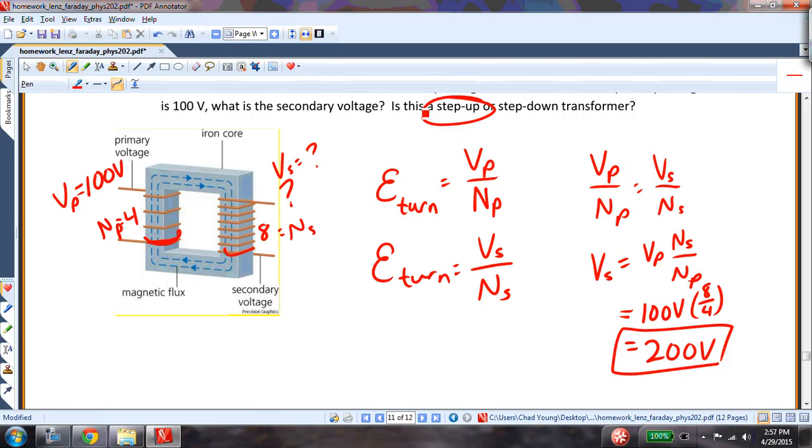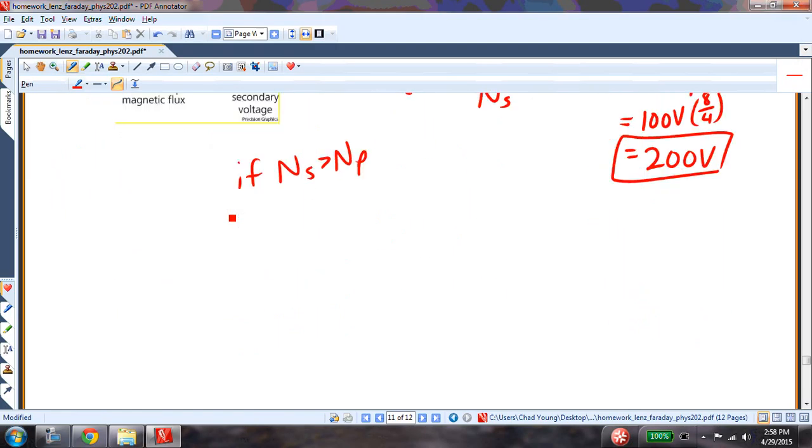And the second answer is that this is a step up transformer. So if NS is bigger than NP, then it's a step-up transformer, and if it's the opposite, it's a step-down transformer. That is, if I had more coils over here, then I would have a drop in voltage. So if it was switched the other way around, it would be 100 volts and 50 volts.